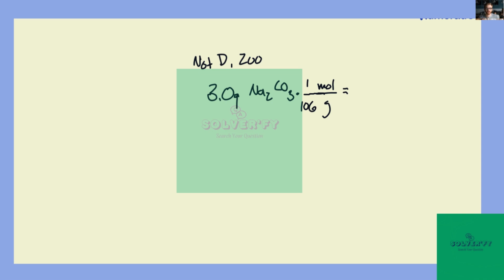Okay, so in this question, we definitely know it's not D200, and there's a very good reason why, even though that seems at first to be logical. So remember, we're starting with a 3-gram sample of sodium bicarbonate, and we're given the molecular weight of sodium carbonate as being 106, right? So using moles per gram, we know there's 1 mole for every 106 grams. So that gives us 3 divided by 106.